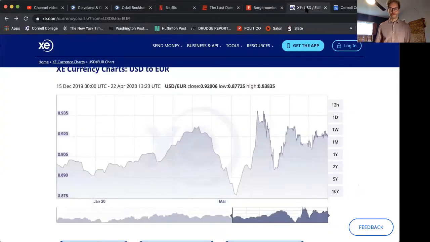Here, this is what I want to show you. This is actually the value of the euro versus the dollar, all right? So this is dollars per euro. This is the value of the euro, not the value of the dollar.